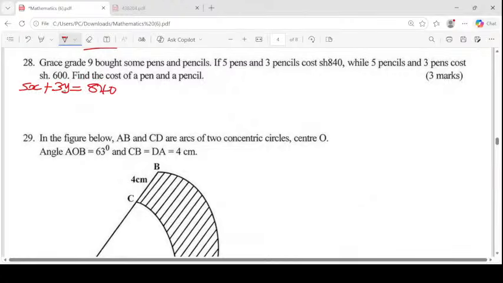Remember, x is for pens, y is for pencils, while 5 pencils and 3 pens, so pens are now 3, so that is 3x, be very keen, plus pencils 5, that is 5y, they cost 600. Let us solve this one. I can eliminate x by multiplying this by 3, this by 2. So this will be 3 times 5, this is 15x plus 9y being equivalent to 840 multiplied by 3, that is 2520.